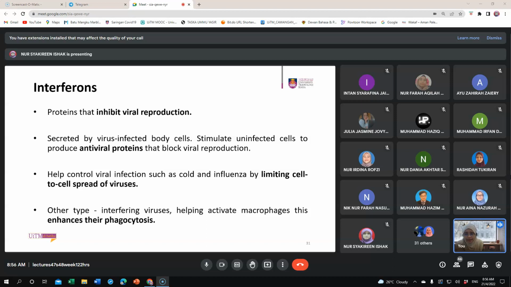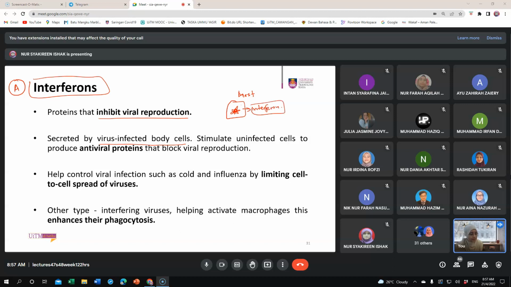Okay, so the interferons are the first type of antimicrobial protein. The function of the interferon is to inhibit viral reproduction. Interferons are proteins that inhibit viral reproduction, secreted by virus-infected body cells. Okay, so the host cell that is infected by the virus. So the virus is inside the host cell. So the infected host cell will produce the interferon.